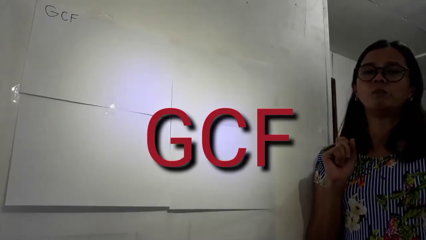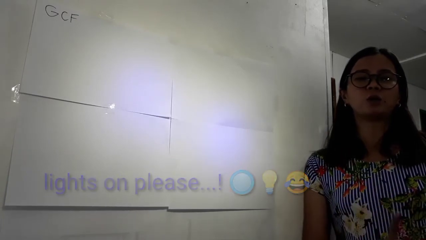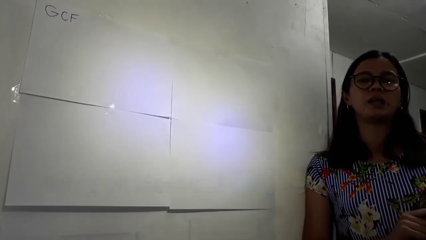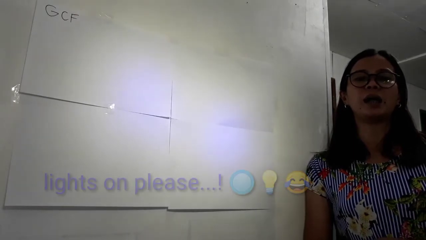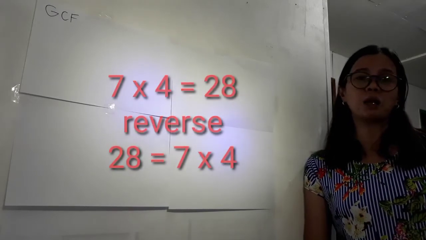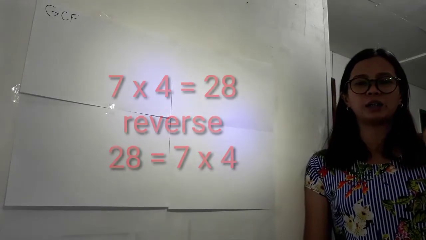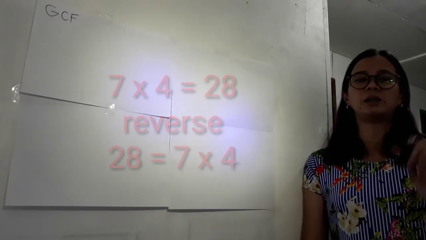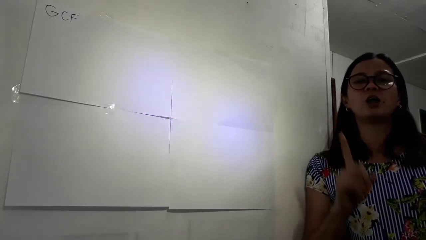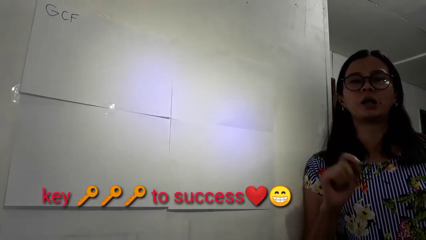When two or more numbers are multiplied, the result is a single number. Factoring is the reverse process. In factoring, we begin with a single number and express it as a product of two or more numbers. For example, the product of 7 and 4 is 28. In factoring, i-reverse natin siya. So, we get 28 is equal to 7 times 4. This concept is the key for you to factor polynomials.